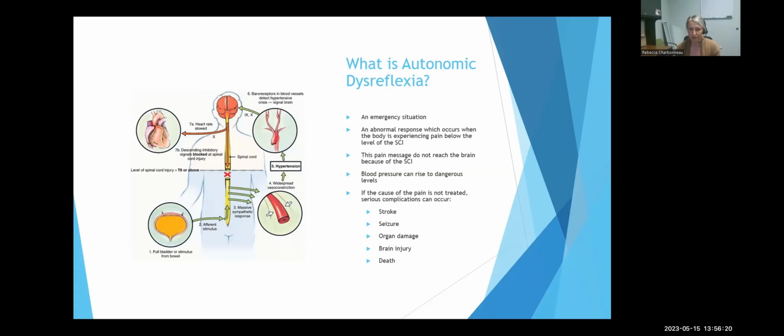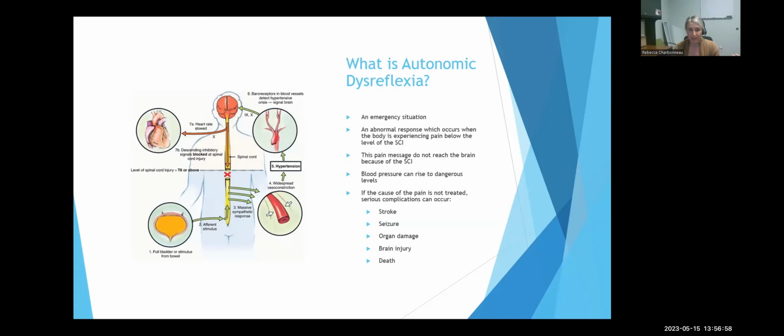Because the brain isn't getting the message of this pain, those blood vessels are going to start constricting below the level of injury. We won't get too technical here, but basically it's a massive sympathetic discharge. So your fight or flight response is going on. All these blood vessels are constricting and they're not appropriately dilating, because the signal from the brain is not getting down via the spinal cord to the rest of the body because of that injury. This in turn makes the blood pressure increase, and this is AD.